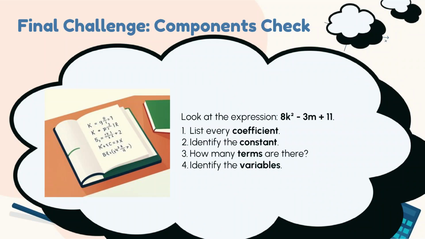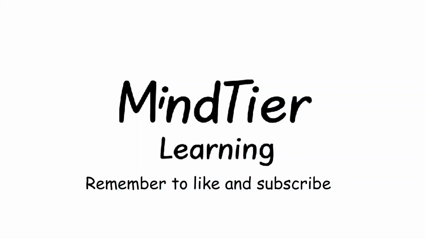If you can identify coefficients, constants, variables, and terms in an expression like this, you are ready to move on to simplifying algebraic expressions. That's the end of today's lesson on algebraic foundations, terms, and expressions. You should now understand what variables, constants, coefficients, terms, and expressions are, and you should be able to spot them in algebraic expressions. Remember, algebra becomes much easier once you understand the language it uses.